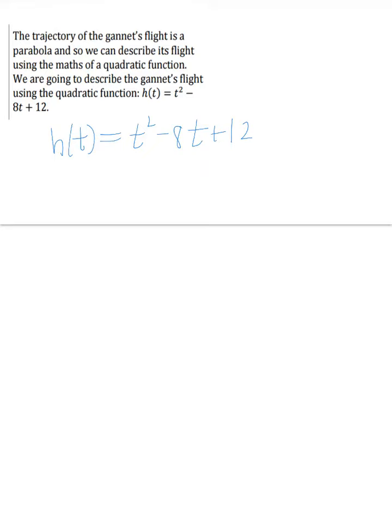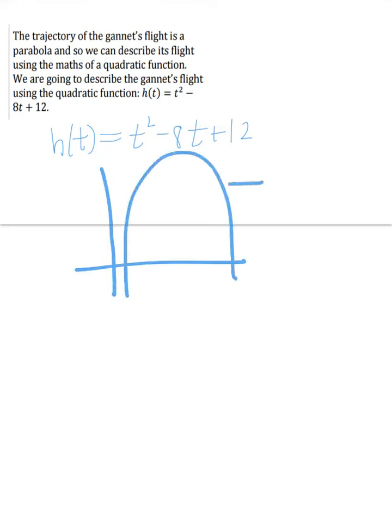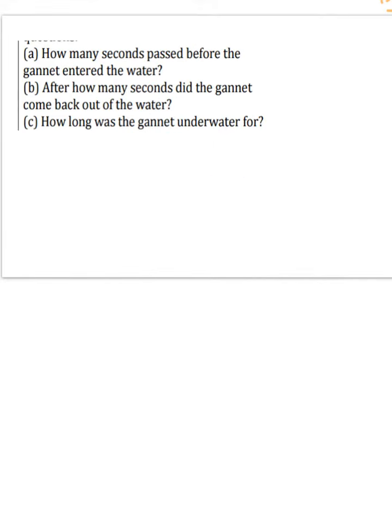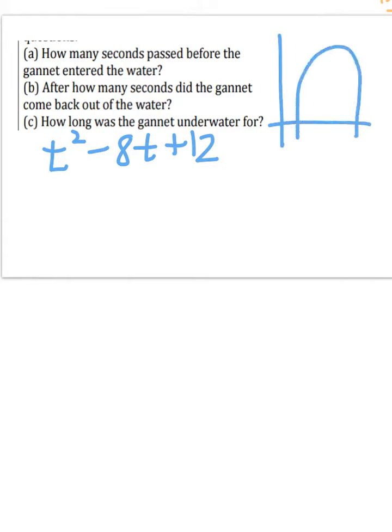They're saying the parabola of the Gantt's flight, if you graph it, is going to look something like this. The y-axis is the height with respect to t, and the x-axis will be t. So given our equation, t squared minus 8t plus 12, let's go ahead and read part A. It's asking how many seconds passed before the Gantt entered the water.